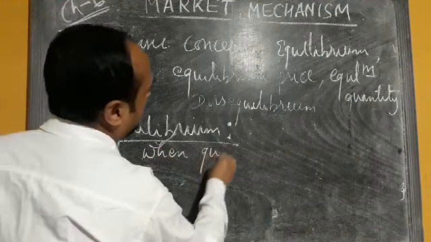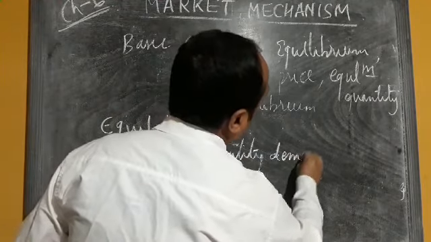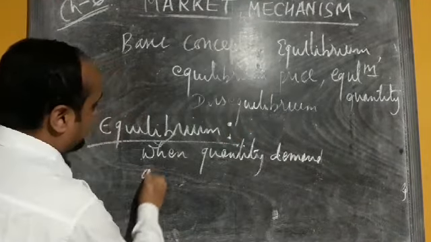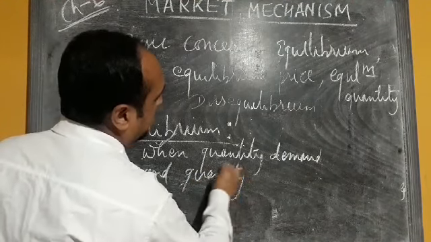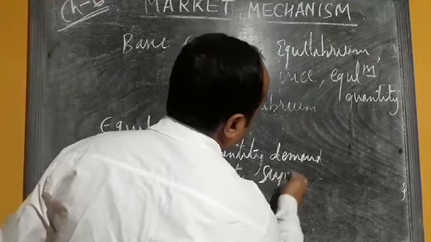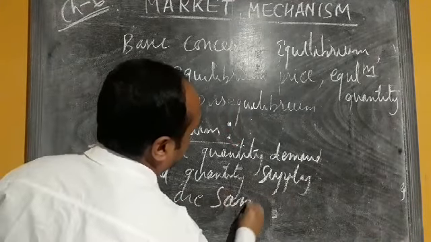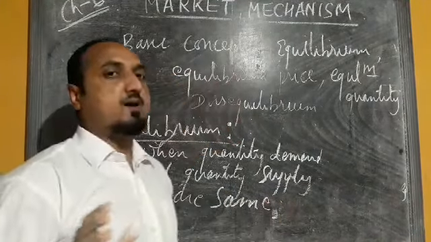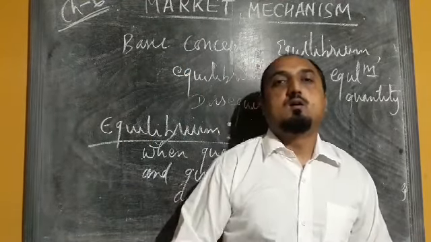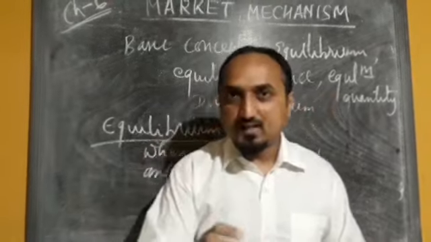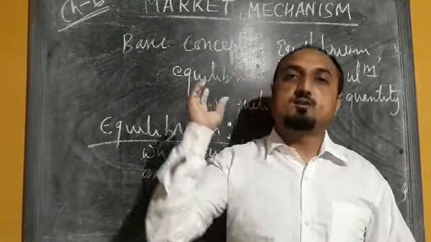That means when quantity demand and quantity supply are the same. Suppose in the market, quantity demand is 45 units of commodity X, and quantity supply is also 45 units.